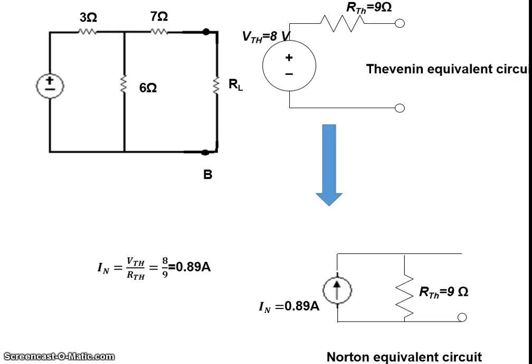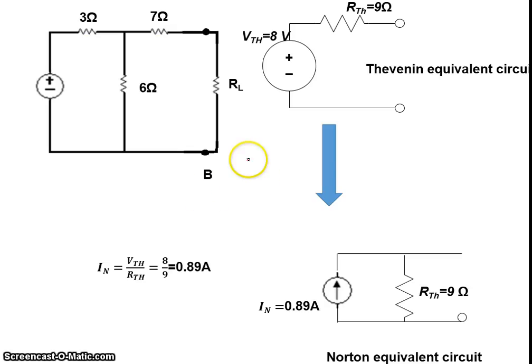So have a look at the original circuit given. You have multiple resistors connected in series and parallel, and there could be multiple sources also, whether it is a voltage source or current sources. The whole information needs to be transformed into a symbol representation of a single voltage source in series with a resistor, or a single current source in parallel with a resistor. This transformation or this representation is called Thevenin's equivalent representation and Norton's equivalent circuit.